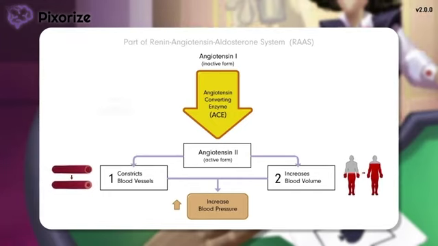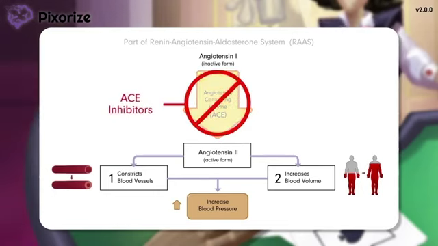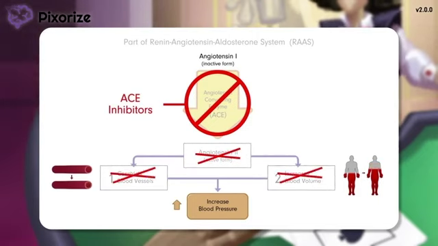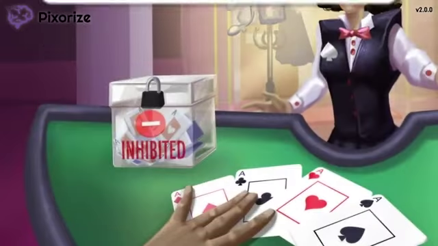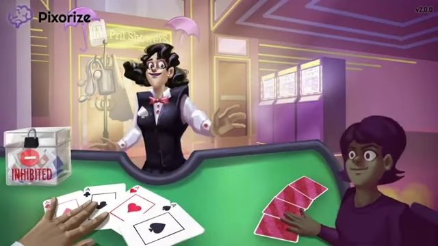Now let's talk about where ACE inhibitors come in. ACE inhibitors work by inhibiting ACE, which prevents the formation of active angiotensin 2. This prevents the constriction of blood vessels and prevents the increase in blood volume. All this eventually leads to a decrease in blood pressure. Make sense? Now let's move on to learn the drug names that make up this class of medication.